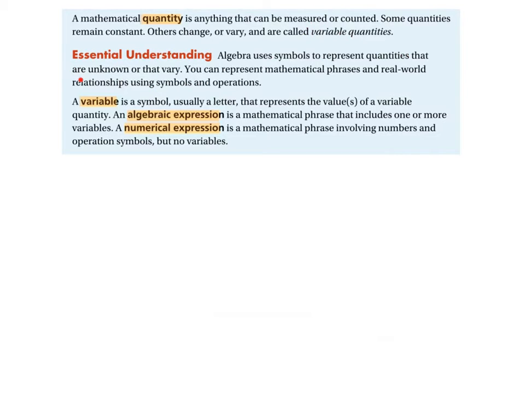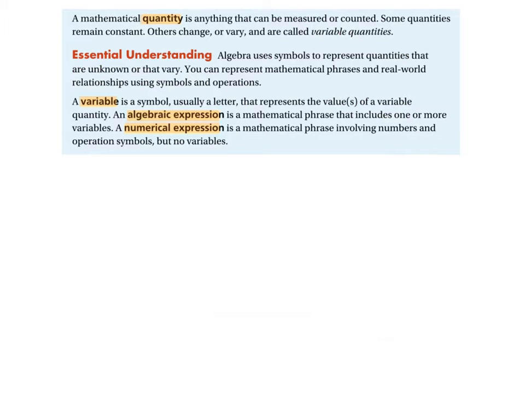If we don't know them, it might have a constant value and we just don't know it, but it could be that it's varying, and so we can't just call it a single number because it's going to change depending on certain things, other things changing. So you can represent mathematical phrases and real-world relationships using the symbols and operations of algebra and mathematics. So a variable is just a symbol, which we usually use a letter and very often use an X, but don't get stuck on X as always needing to be the letter. That represents a value or values of some variable quantity.